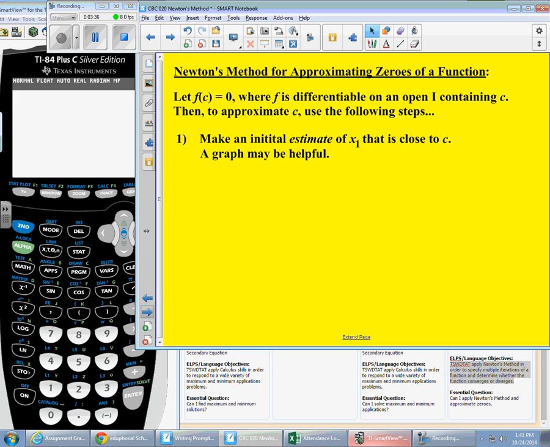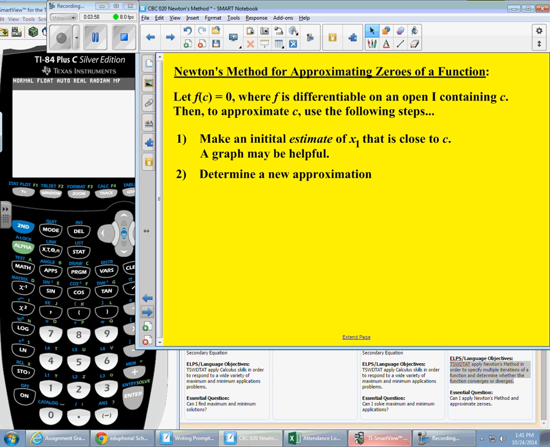Okay. Sometimes a graph can be helpful, especially if you're still struggling a little bit with visualizing what particular functions might look like in a graph. Having a good mental picture of that graph and understanding that it's trying to cross the x-axis near a particular value, that can assist you quite a bit when picking an initial value for x.